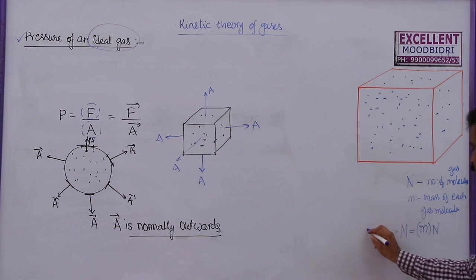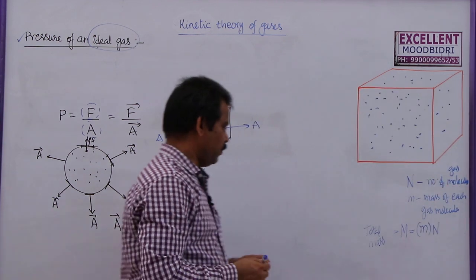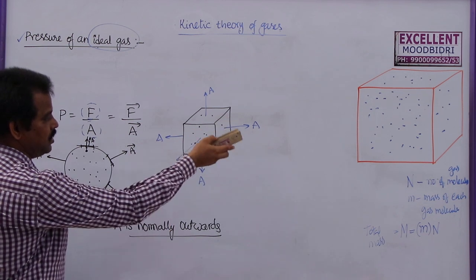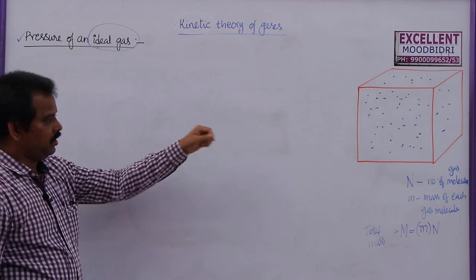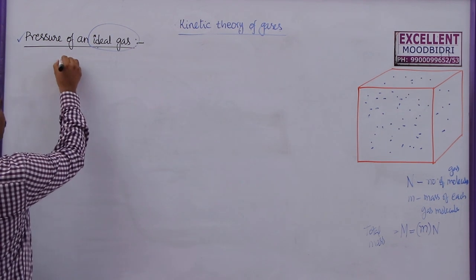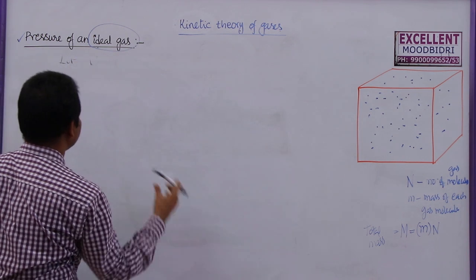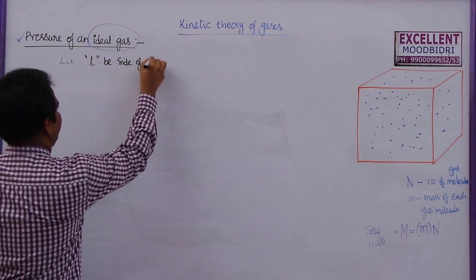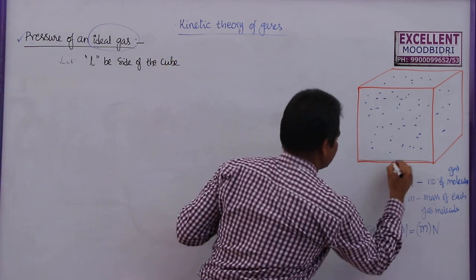So this is the total mass of the gas in this container. Now here I am going to derive the pressure of this ideal gas in a container. Here, let L be the side of the cube, that is the container. So this length I am taking as L.